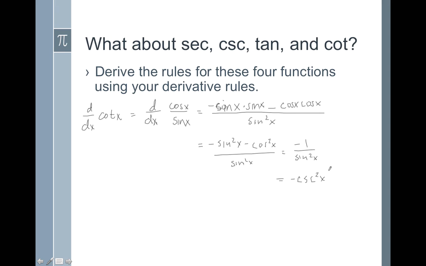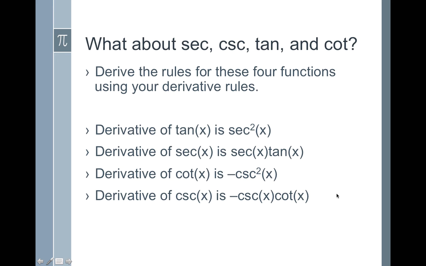So you notice that all you really need to know is what's the derivative of sine and cosine, and you can always create the rules for the other 4. However, memorization will be very handy if you were to memorize all 4 of these statements: the derivative of tangent, derivative of secant, cotangent, cosecant. Memorization will come in handy.